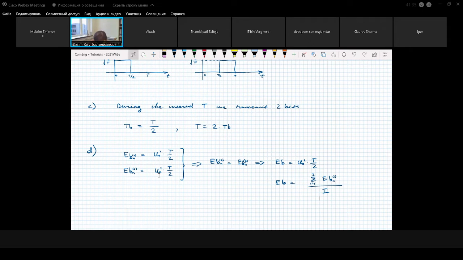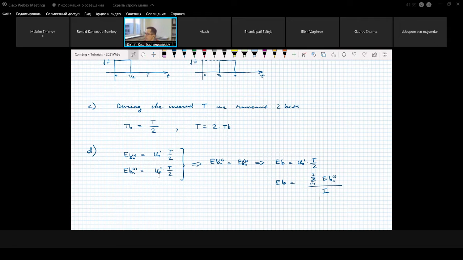Professor? Yes. Please, I would like to know, does the value of Bn and B0 not affect the energy per bit? Let's assume we had values of Bn and B0 which were different from 0 and 1, say 2 or -2, would it not affect the energy per bit?